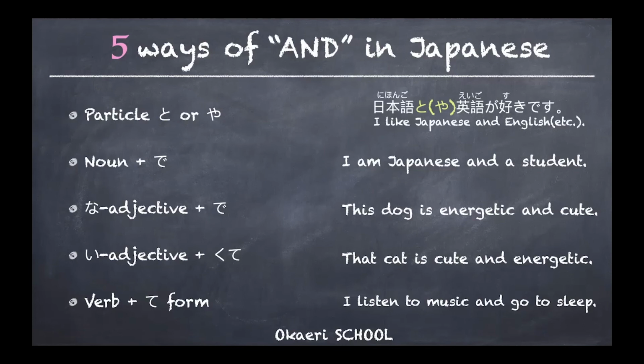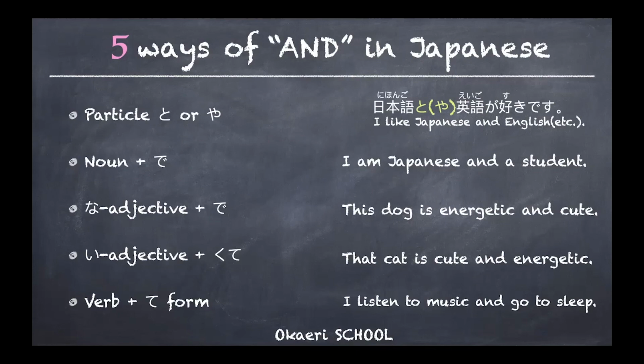And when you say 日本語や英語が好きです, what was it? So there's a difference. When you say 日本語や英語が好きです, then you will imply that there are some other languages you like, but you just stop saying the others. You just mention the 2 examples.